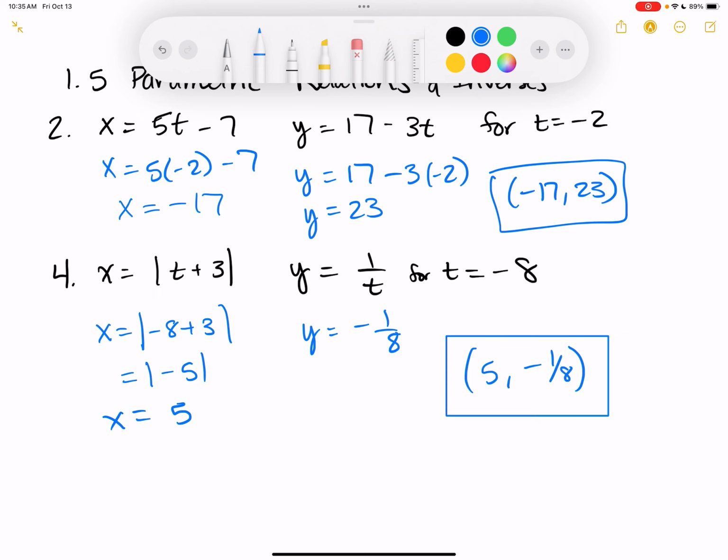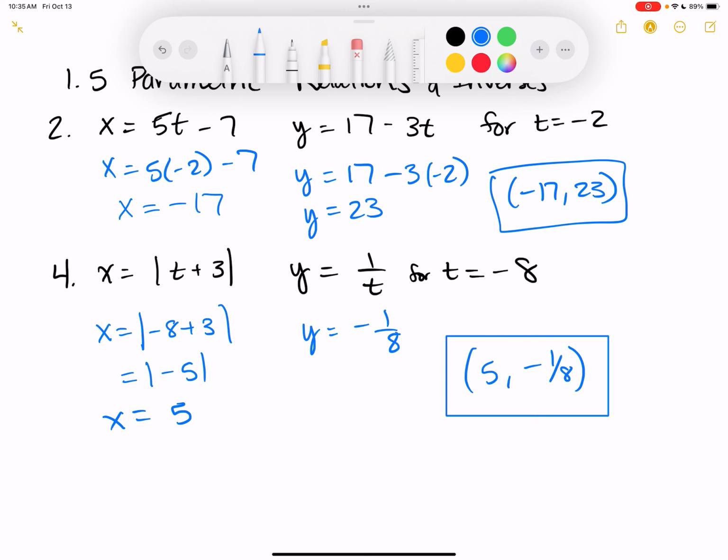Basically defining a function parametrically. It says to consider the set of all ordered pairs x and y defined by the equations, and they give you two equations with respect to t. It says to find the points determined by t equal to, and they give you 7 values for t. So basically we're going to be making a table. They've made the table down here. They put in the values of t, and then we have to find the x and y values.